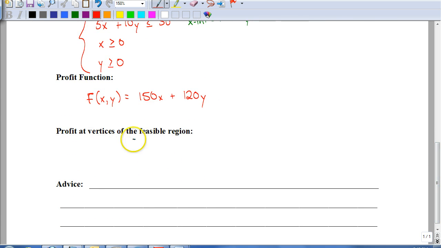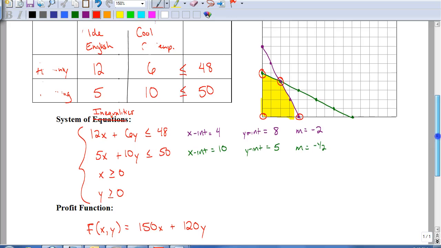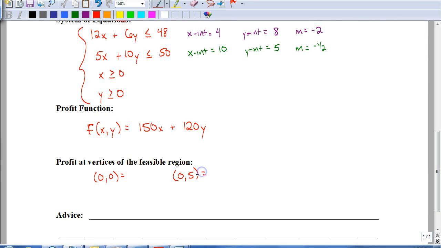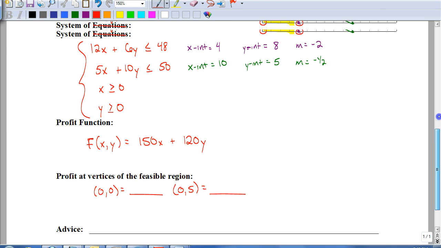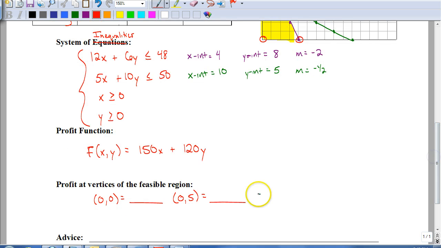So we're going to have 0, 0, 0, 5. And you'll see why I'm putting these blanks here in a second, because we're going to figure out what the profit is going to be at each of these vertices. So then I have the point 2, 1, 2, 3, 4, so the point 2, 4, and the point 4, 0.